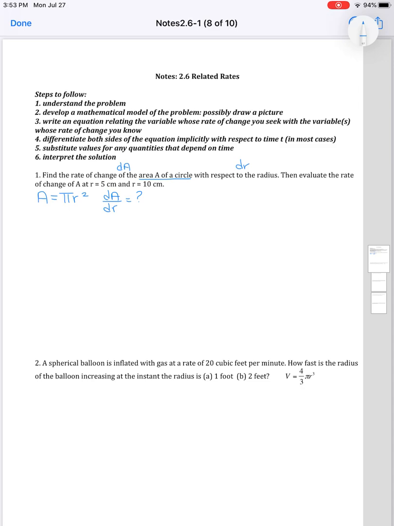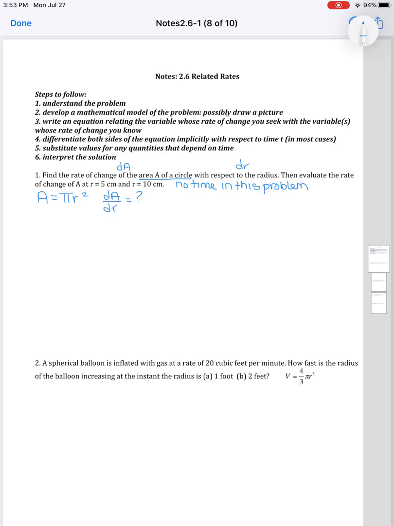So before we move any further, we see area of a circle. We know that formula is pi r squared. Now it says with respect to the radius. So find the rate of change of the area. So that's dA, because think, dy dx is the rate of change of y with respect to x. That's the derivative. Find the rate of change of the area with respect to the radius. So dA dr. So we are looking for dA dr. We don't know that.